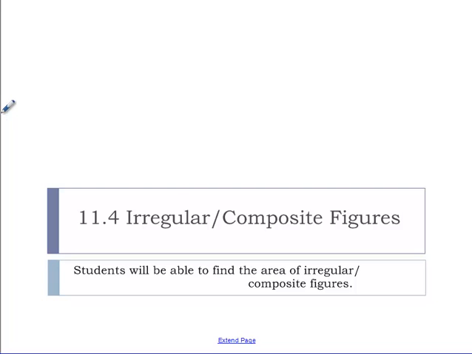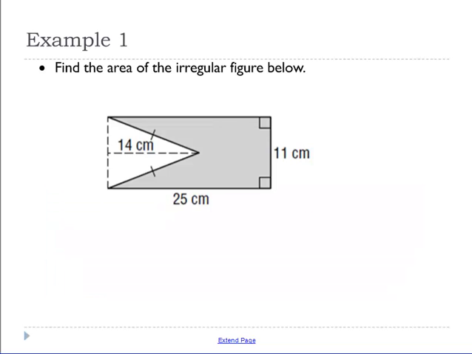The final section of this chapter isn't doing anything new. We already have all of our formulas, but we're going to start piecing them all together. So we want to find the area of this five-sided shape. Essentially, it's a rectangle with a triangle cut out. So if you had a rectangular sheet of paper and you cut out a triangle, it's the area of the rectangle minus the area of the triangle.